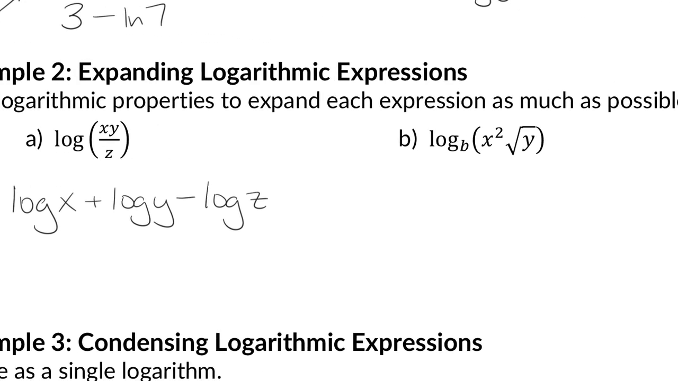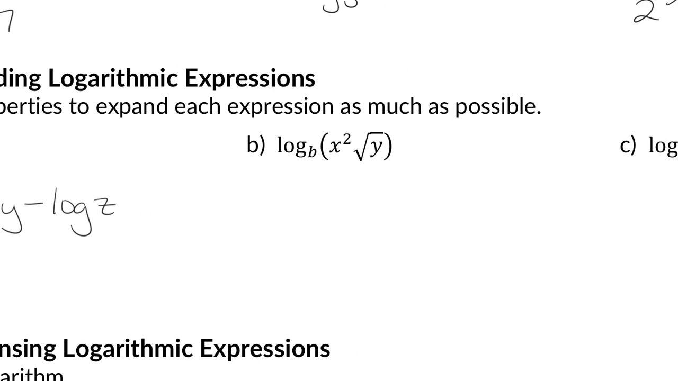If we look at the second example here, there are only 2 letters. So when we separate this, how many logarithms should I see? 2. Nice. Okay, we're going to separate it with the product rule and the quotient rule first, then we'll deal with the power rule. If we separate this, this is going to be log base b of x squared plus log base b of y to the 1/2. Ooh, where'd that 1/2 come from? The square root can be represented as 1/2 power.